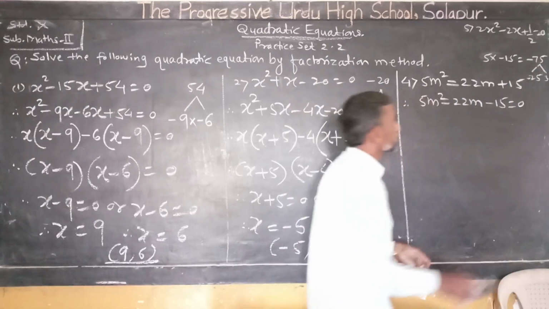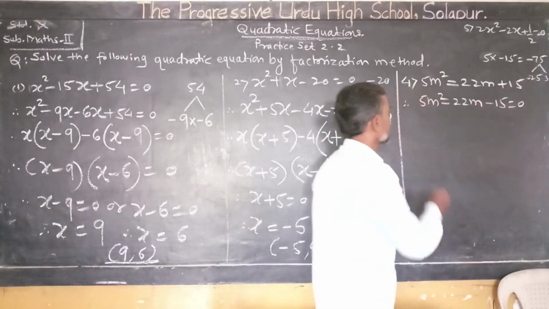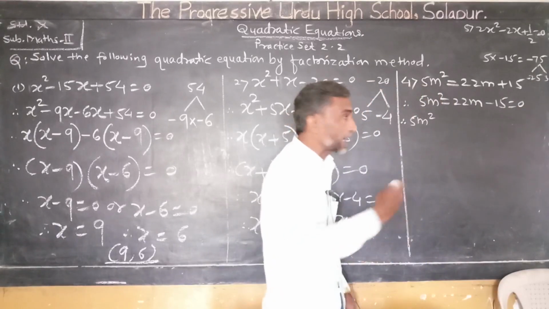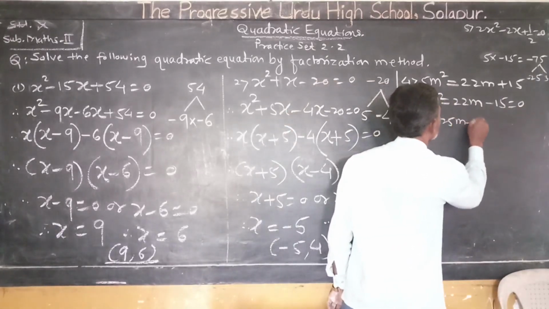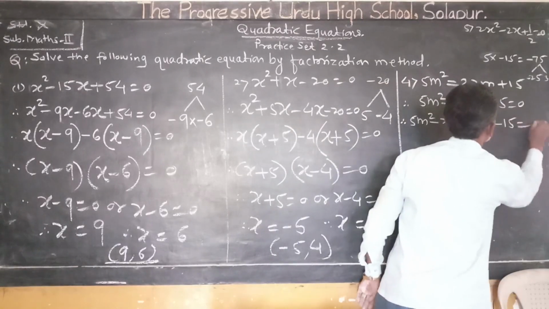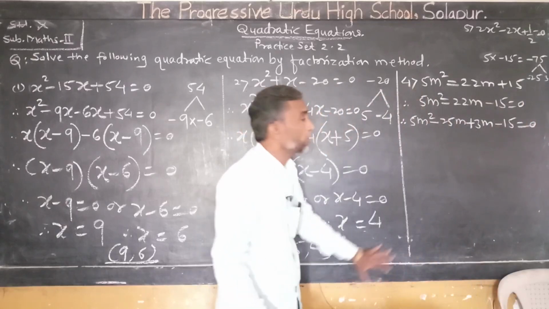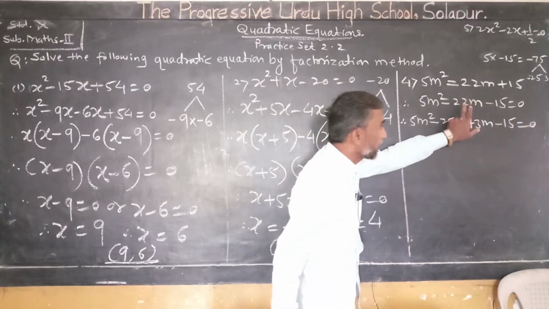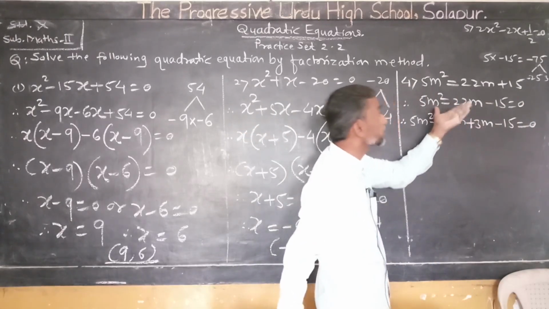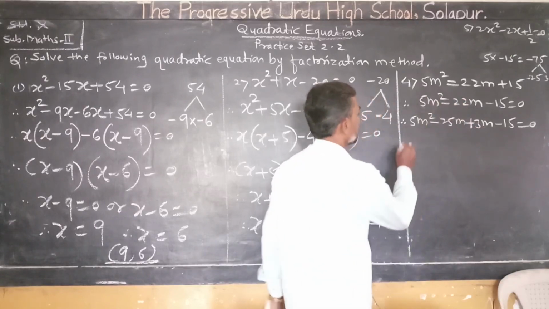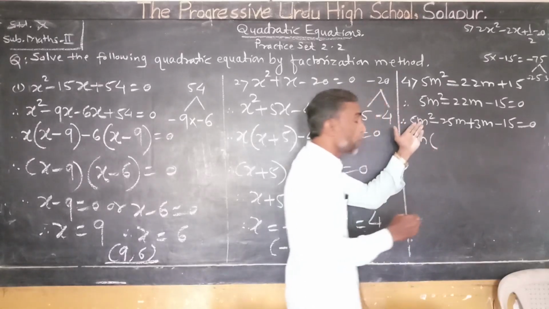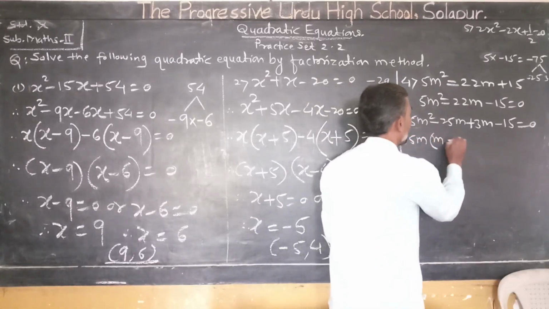So split the middle term according to these two factors. Therefore, 5m square, write minus 22m as minus 25m plus 3m, which means minus 22m, minus 15 is equal to 0. Only I have split the middle term. I have written minus 22m as minus 25m plus 3m, which means minus 22m. Now if you observe these two terms, we can take 5m as common, m will remain, minus sign as it is.